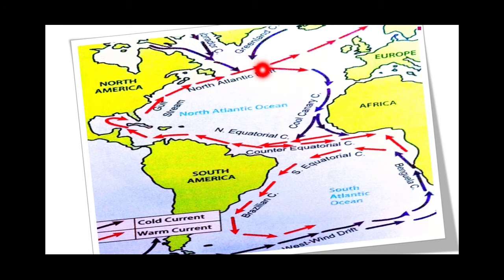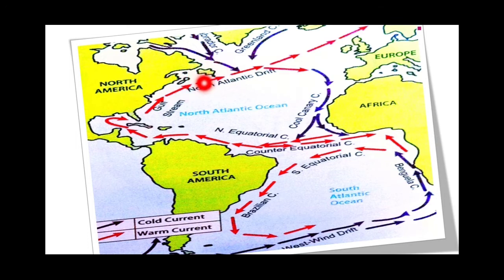It is a fast flowing current with an average speed of about 30 kilometers per day. Its average width is about 70 kilometers, so that is how much area it occupies. Newfoundland is a place out here. You can see this is Newfoundland.